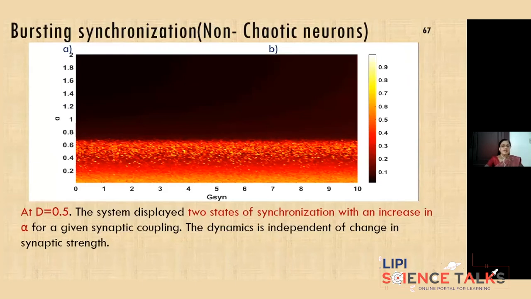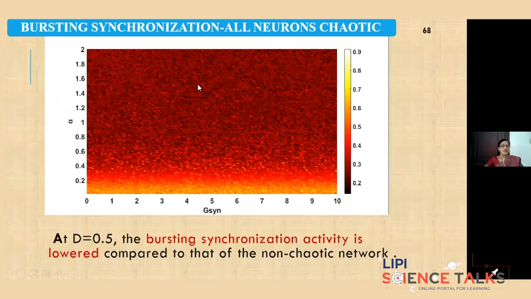This is for the non-chaotic region; synchronization is studied. And higher synchronization is observed for less value of alpha. As alpha is increased, the synchronization gets reduced. And if the neurons are made chaotic, then the synchronization activity is lowered. That is, the response of a neuron alike with the other neuron is reduced, or synchronization is reduced, if the neurons are chaotic.